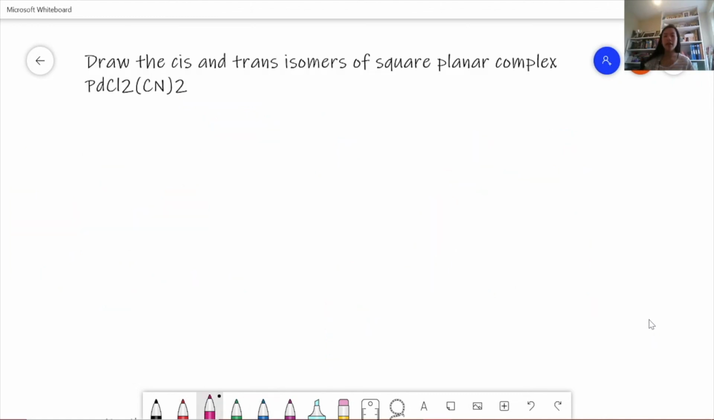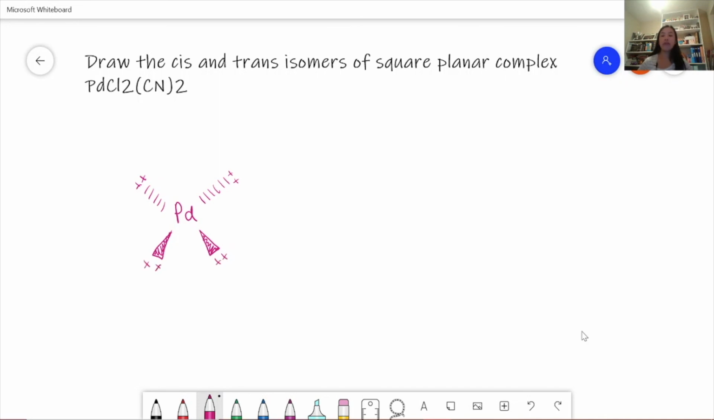And now you have your two optical isomers. Now we're going to look at a third question, which is to draw the cis and trans isomers of square planar complex PdCl2(CN)2. So they've already told us it's a square planar complex, so we don't need to work it out. So first what we do is we draw the central metal ion. So in this case we have palladium. And then we can draw the coordinate bonds. Then the next thing we do is draw the electrons, which have been donated by the ligands.